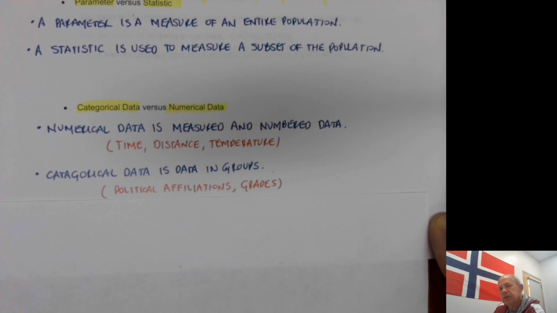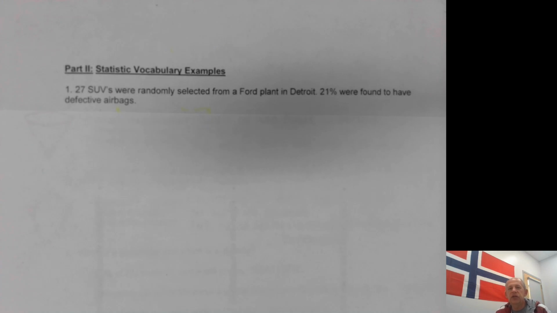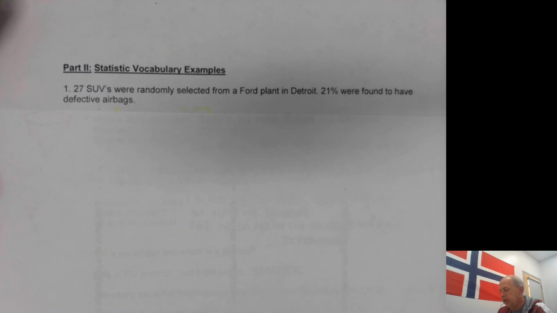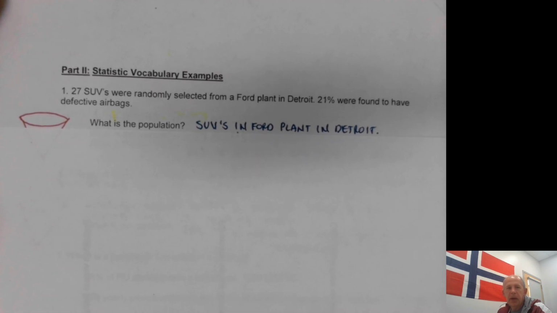Now, as promised, I said we were going to take a look at some examples of using these definitions specifically with some examples. So here we go for the first one. We have 27 SUVs that were randomly selected from a Ford plant in Detroit, and 21% were found to have defective airbags. So let's take a look at the population.